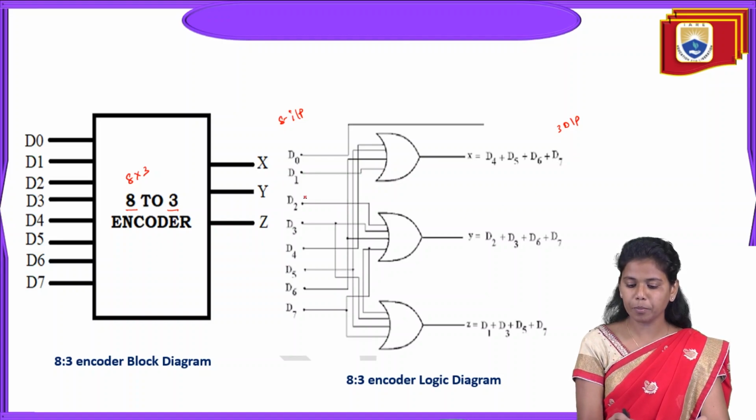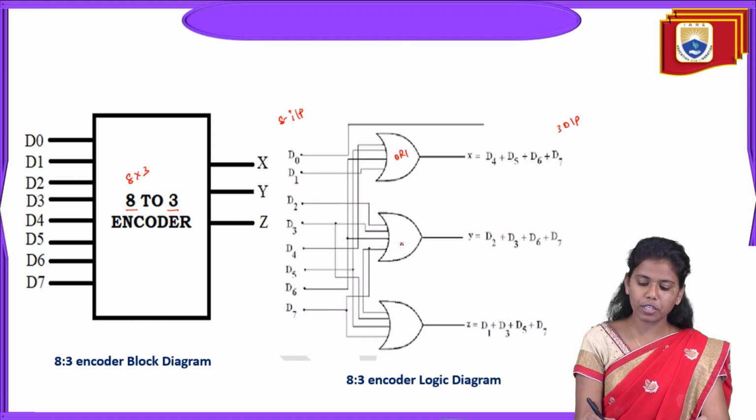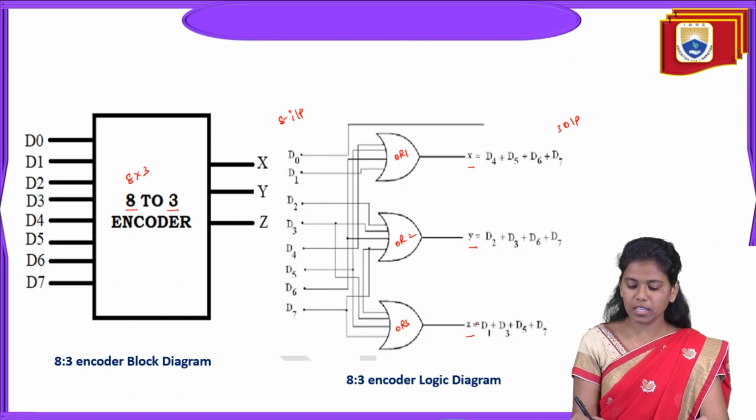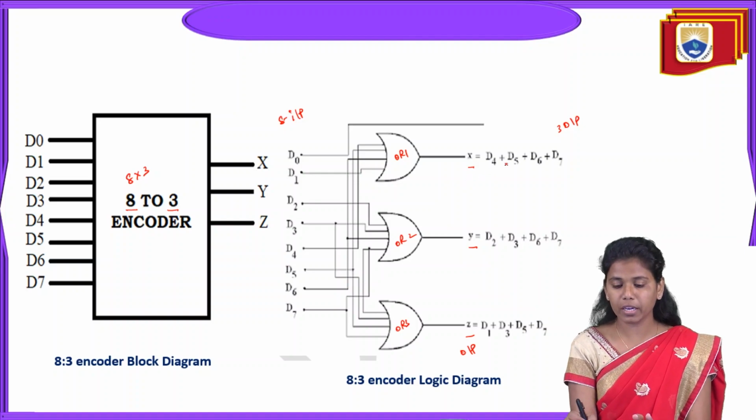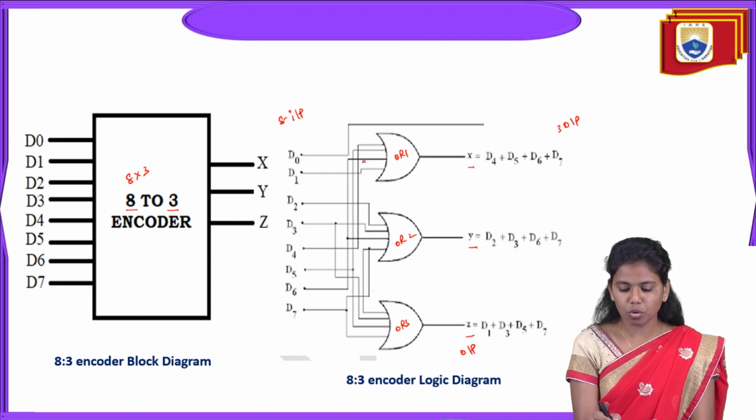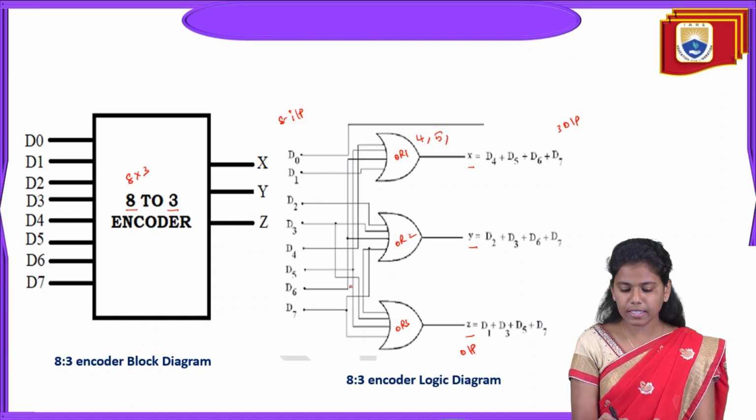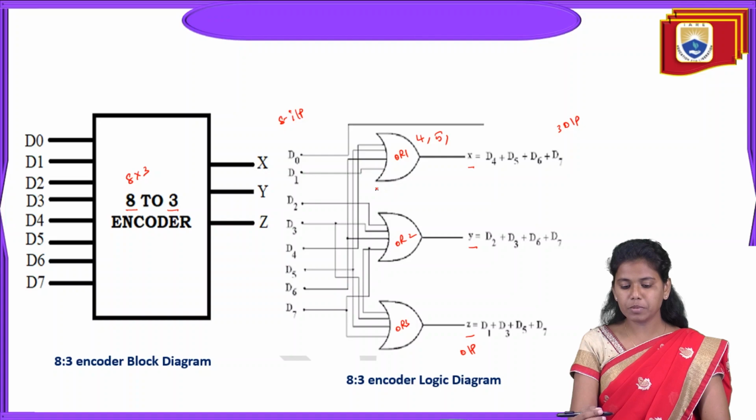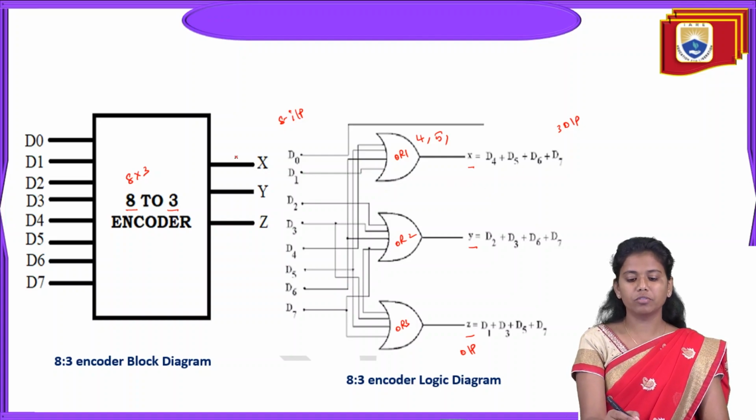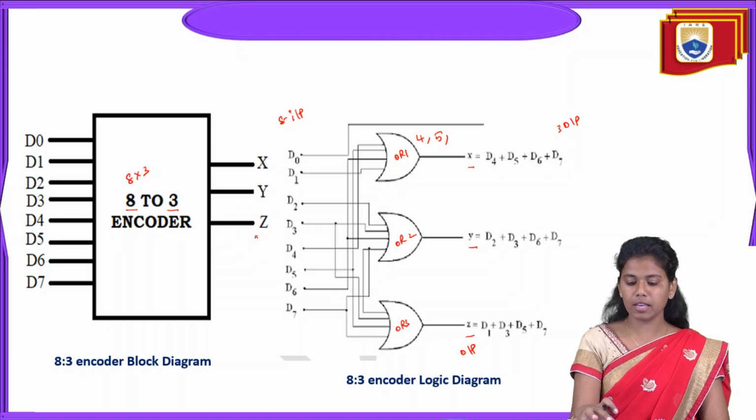For example, here you can see OR gate 1, OR gate 2 and OR gate 3. In order to get X, Y and Z, which are the outputs, how am I obtaining my output X? I'm getting D4 plus D5. For this OR gate, D4 is connected, plus D5 is connected, and then D6 is also connected, and D7. Likewise, I can observe the outputs X, Y and Z, and this example, or this logic diagram, is meant with respect to gate level modeling.